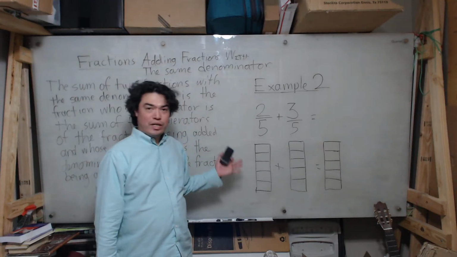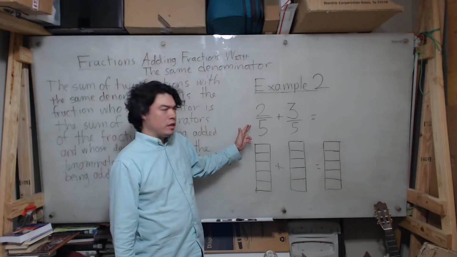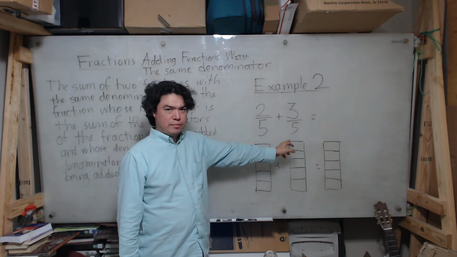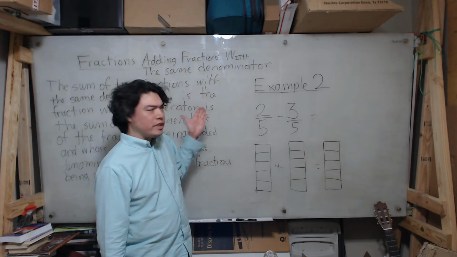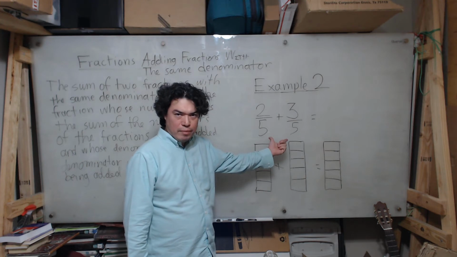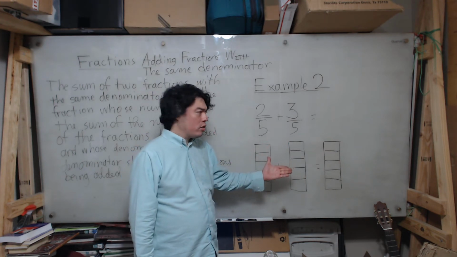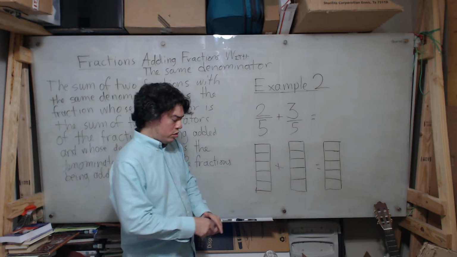So now we're going to do example 2. I'm going to add the two fractions 2/5 plus 3/5. Okay? So the sum of two fractions with the same denominator, do these have the same denominator? They do. The sum of two fractions with the same denominator is the fraction, okay?